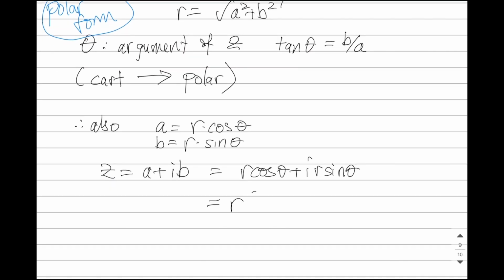i is just a number. All of our usual rules of algebra apply. So this is what's called the polar form of a complex number. It's in terms of r, the magnitude, and theta, the argument.